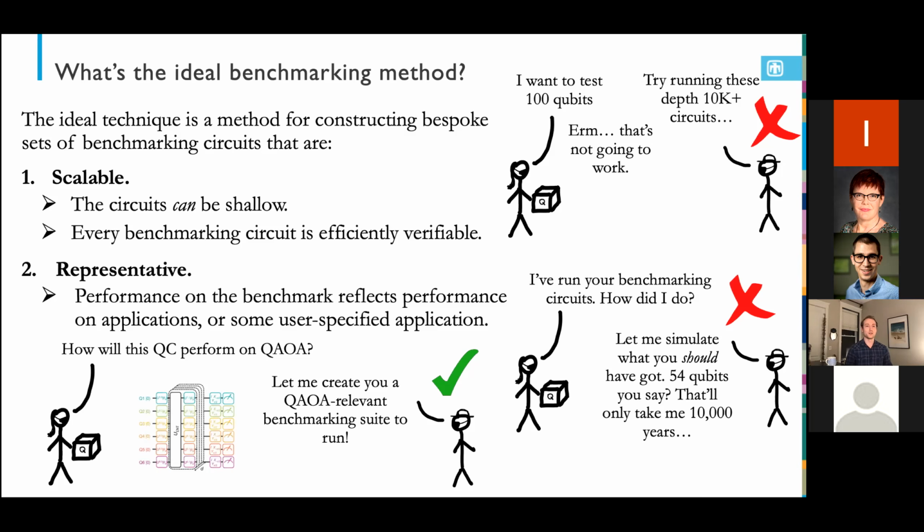But we don't just want this to be scalable, because we could just come up with a really trivial benchmark that was scalable. I could just tell you to initialize your qubits and then measure them. That scales fine, but it doesn't actually tell you very much about the device. What we also want is for the benchmark to be representative. So we want performance on the benchmark to reflect performance on some applications, or perhaps a specific user-specified application. So if someone comes to you and says, I want to run QAOA, can this device do it? We want to be able to have a benchmark that can tell them roughly whether it's going to be able to run QAOA or not successfully.